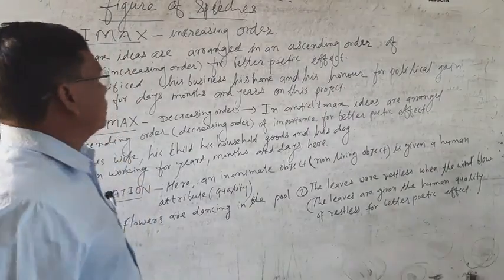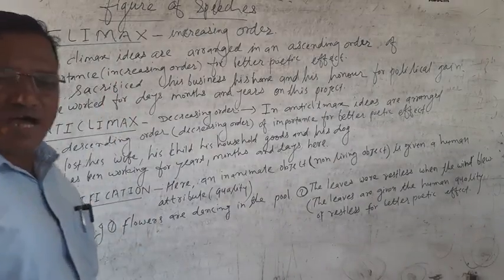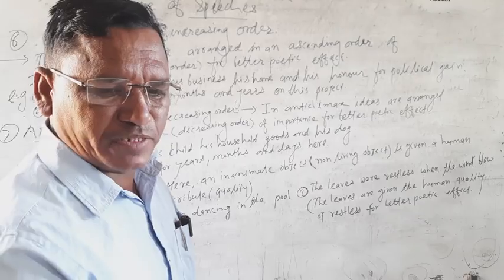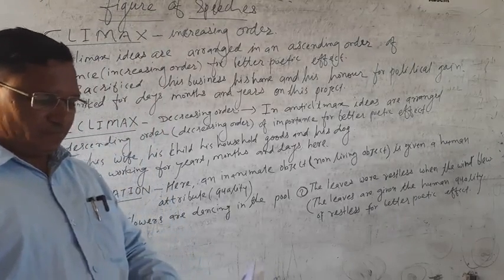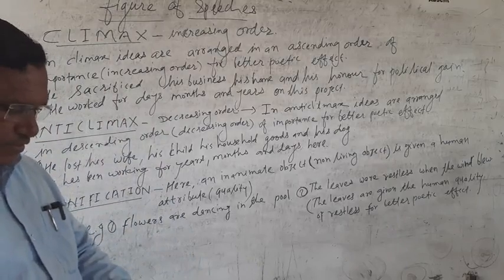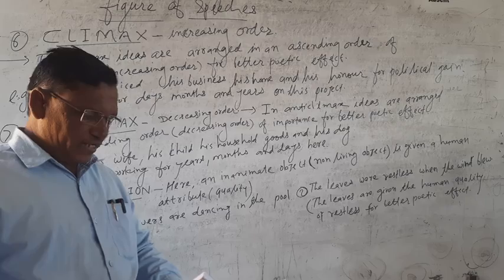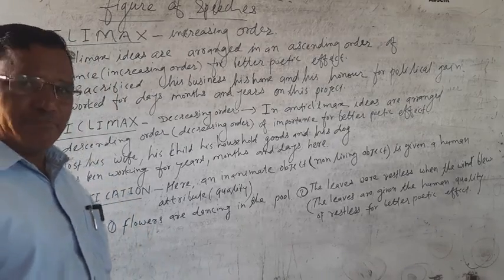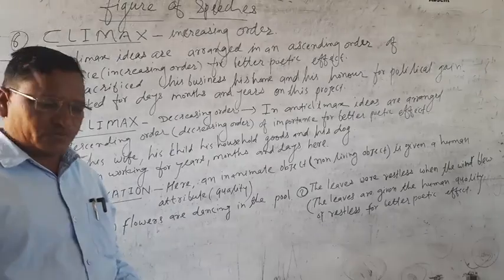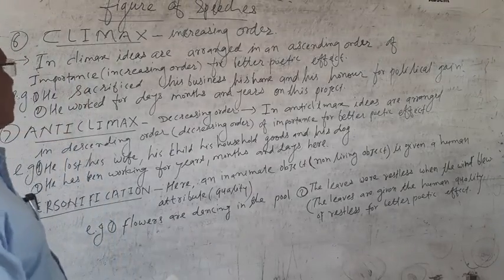Let us continue the figure of speeches in grammar. We have seen some figures of speech, which are simile, metaphor, antithesis, interrogation, explanations. These were some of the examples which we have seen in the last video. Now let us continue in figure of speeches.